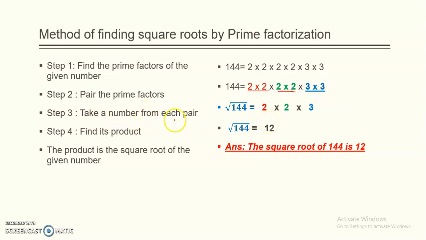Now take a number from each pair. So we take one of the numbers, that is for 2, and again here this represents one pair and this represents the last pair, that is 3. So find its product. 2 into 2 is 4, 4 into 3 is 12. So square root of 144 is 12.